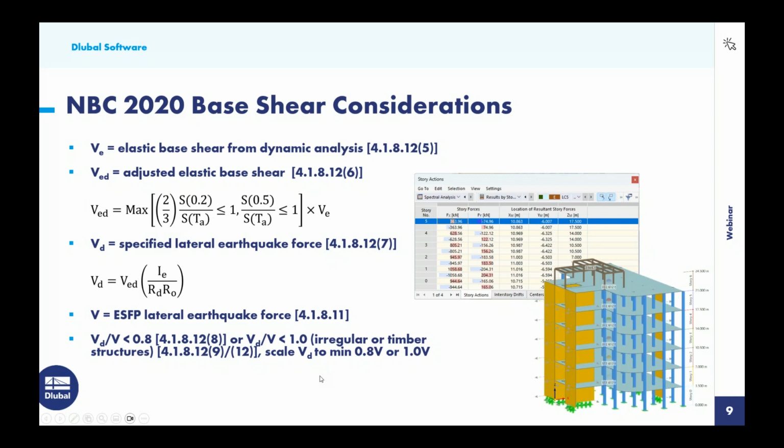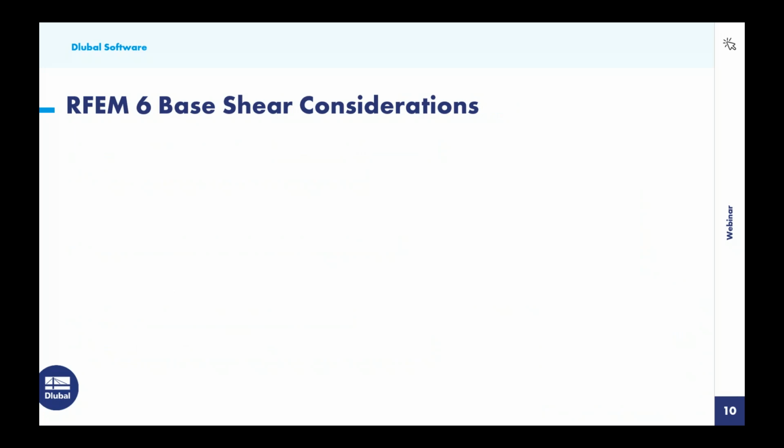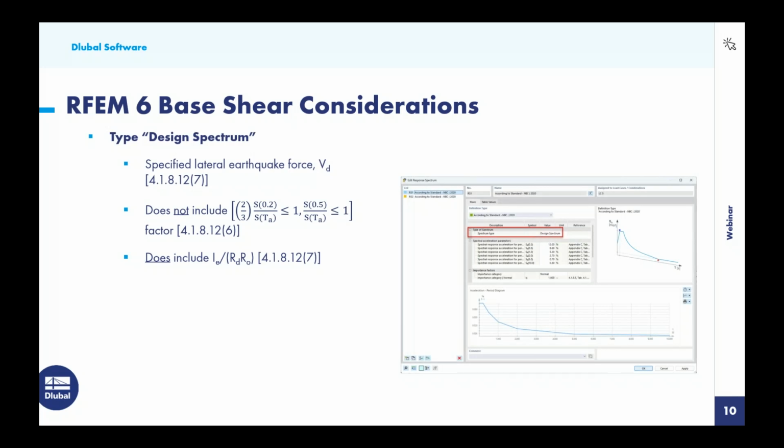So the question might be, well, with all of these different base shears, what is RFEM giving me? So on this next slide, let us talk about the result output from the response spectrum analysis. If you remember, when we created that response spectrum analysis definition type according to the NBC, we had set the type to design spectrum. And with the output that we have seen up until this point in time in our RFEM example, this is actually giving us our base shear for the specified lateral earthquake force V sub d set forth in Article 4.1.8.12.7. However, I do want to clarify it does not include that additional factor from 4.1.8.12.6.